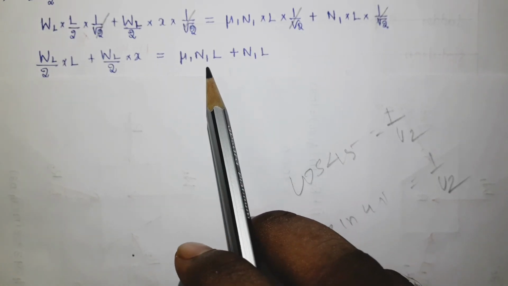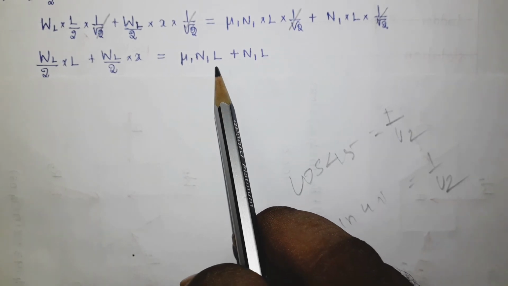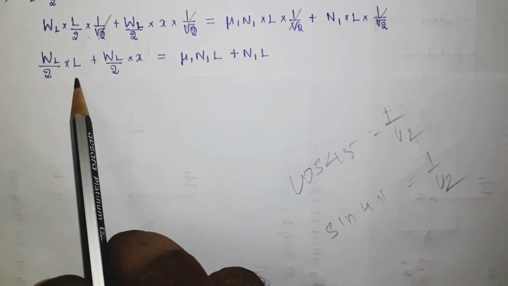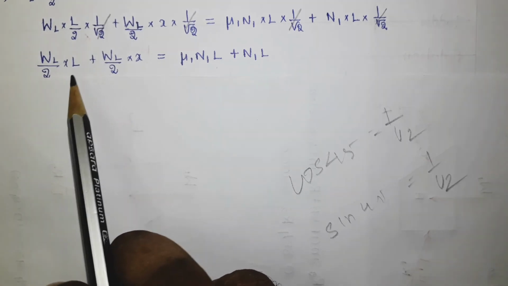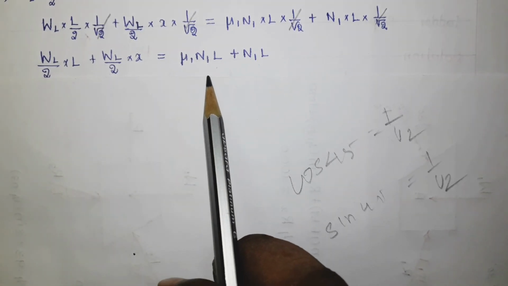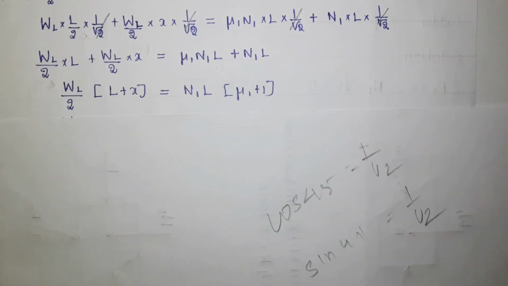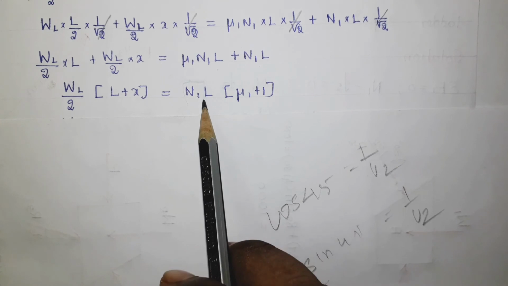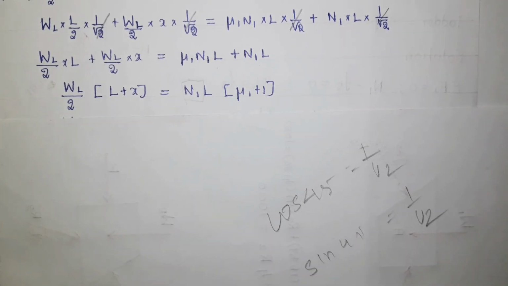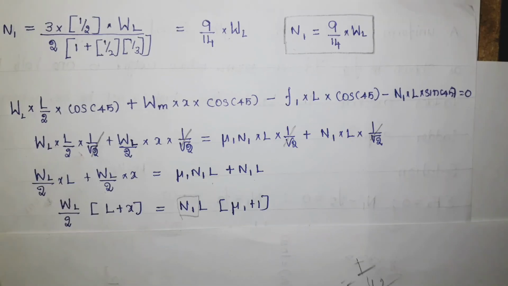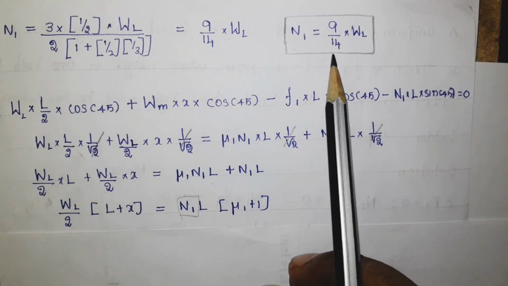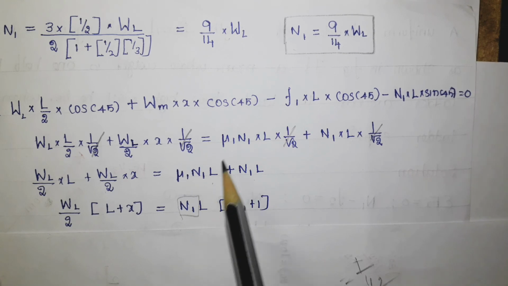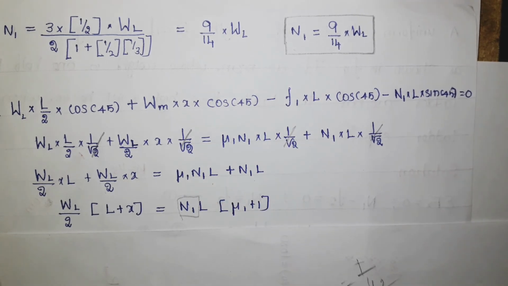On the right hand side the term N1 L is common, and on the left hand side WL by 2 is common. So I am going to take that out. Here N1 L is taken out. So now this is the equation. Now in place of N1 I am going to substitute the value from the previous case, that is 9 by 14 into WL.